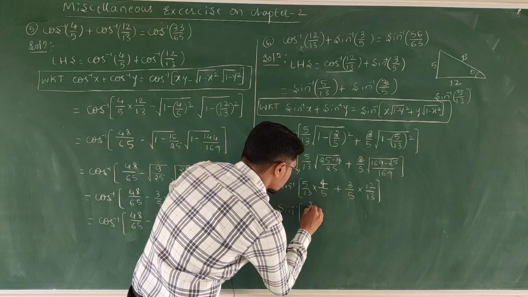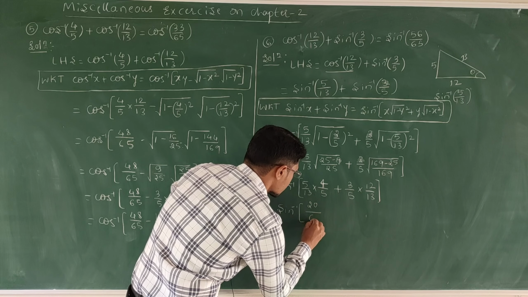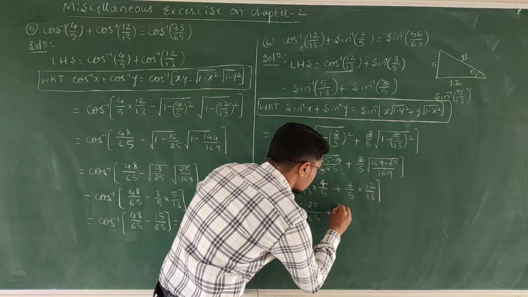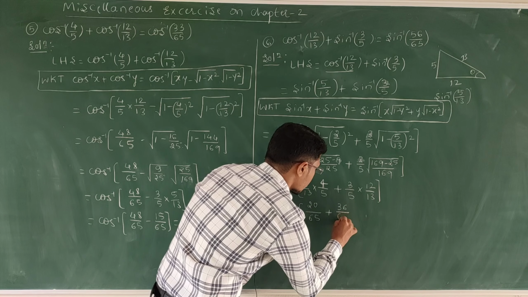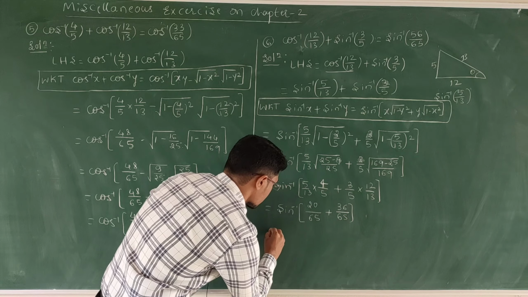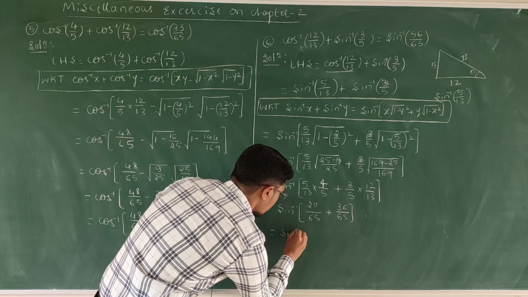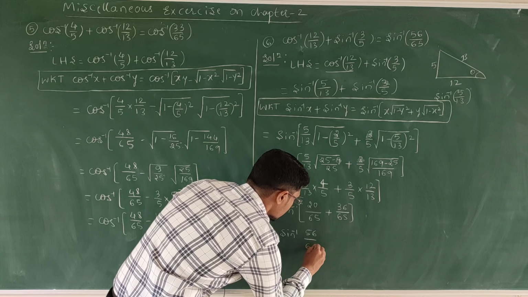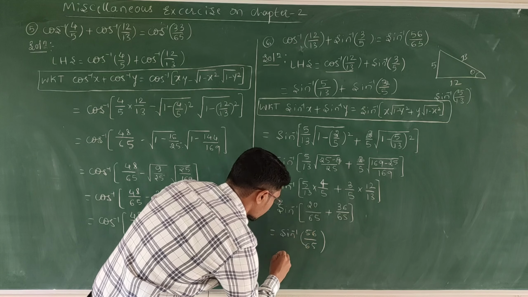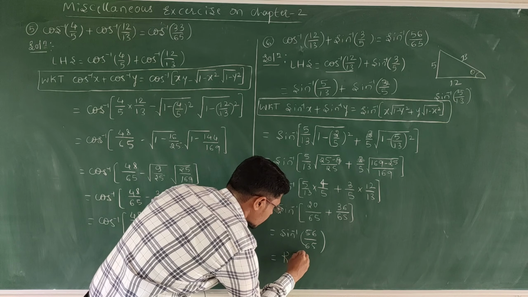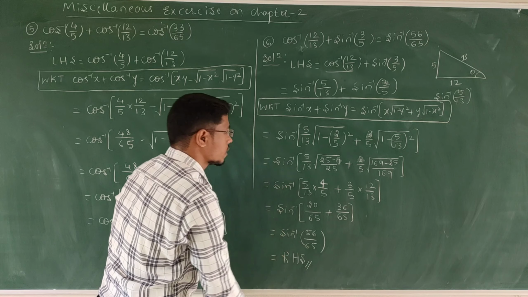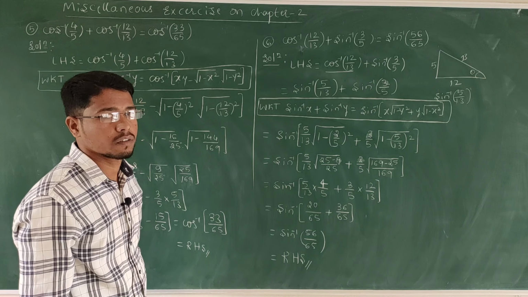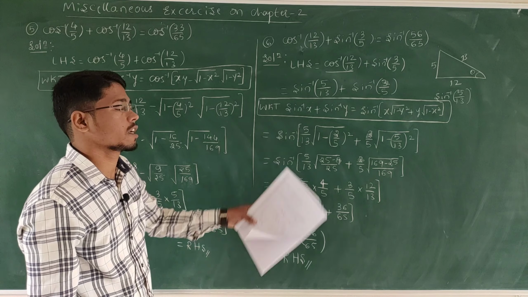5 into 4 is 20, 13 into 5 is 65, plus 3 into 12 is 36, divided by 65. This is equal to the sin inverse of 20 plus 36 is 56, LCM is 65. So this is equal to the RHS. Right? Very simple one. For 3 marks. They will ask this question also for 3 marks. Use the standard formula.